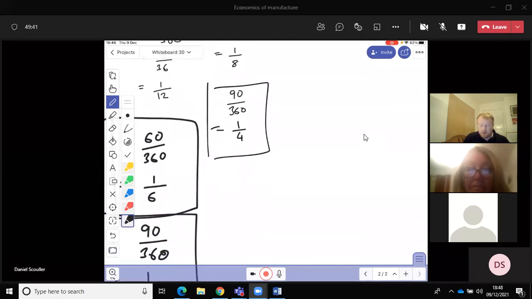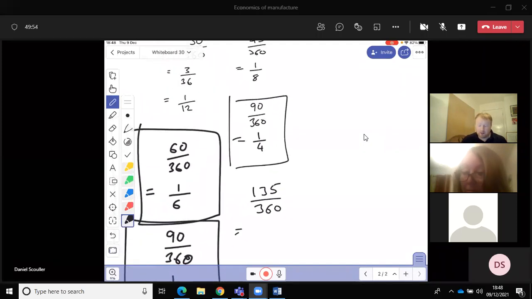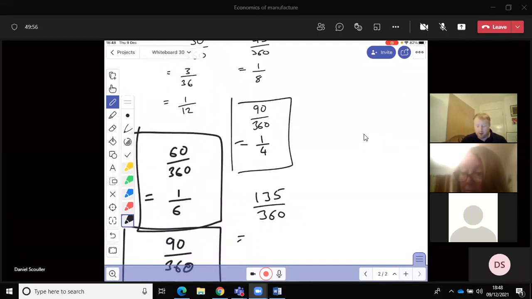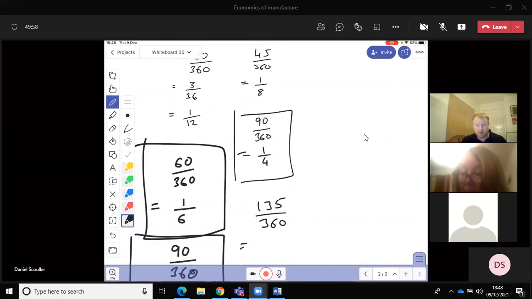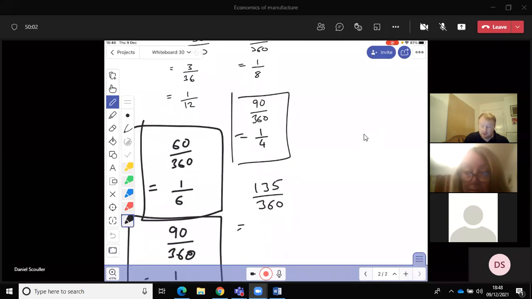Then you could see something like 135 over 360. That looks quite a toughie. Let's not get around it. But think straight off the bat, well, 45 might go into this. We know 45 goes into 360 8 times. Does 45 go into 135? Yes, it does. It goes in 3 times, so it's 3 over 8.